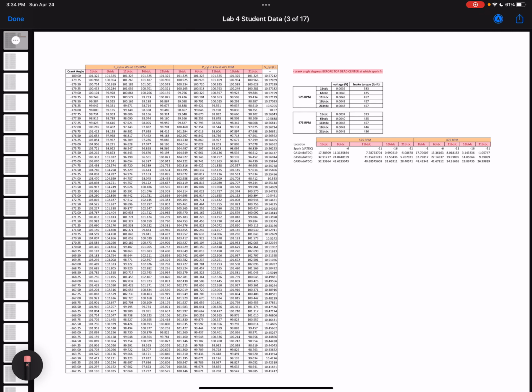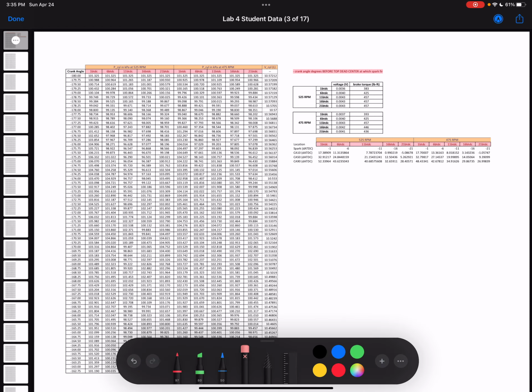Howdy everyone, and welcome to a short video about how to interpret the lab data spreadsheet that you'll be able to access from Canvas for lab number 4. This is just a PDF of the spreadsheet that you'll be able to open on your computer. What you'll notice is that all of the same columns of data that you have available to you on the spreadsheet are also shown here.